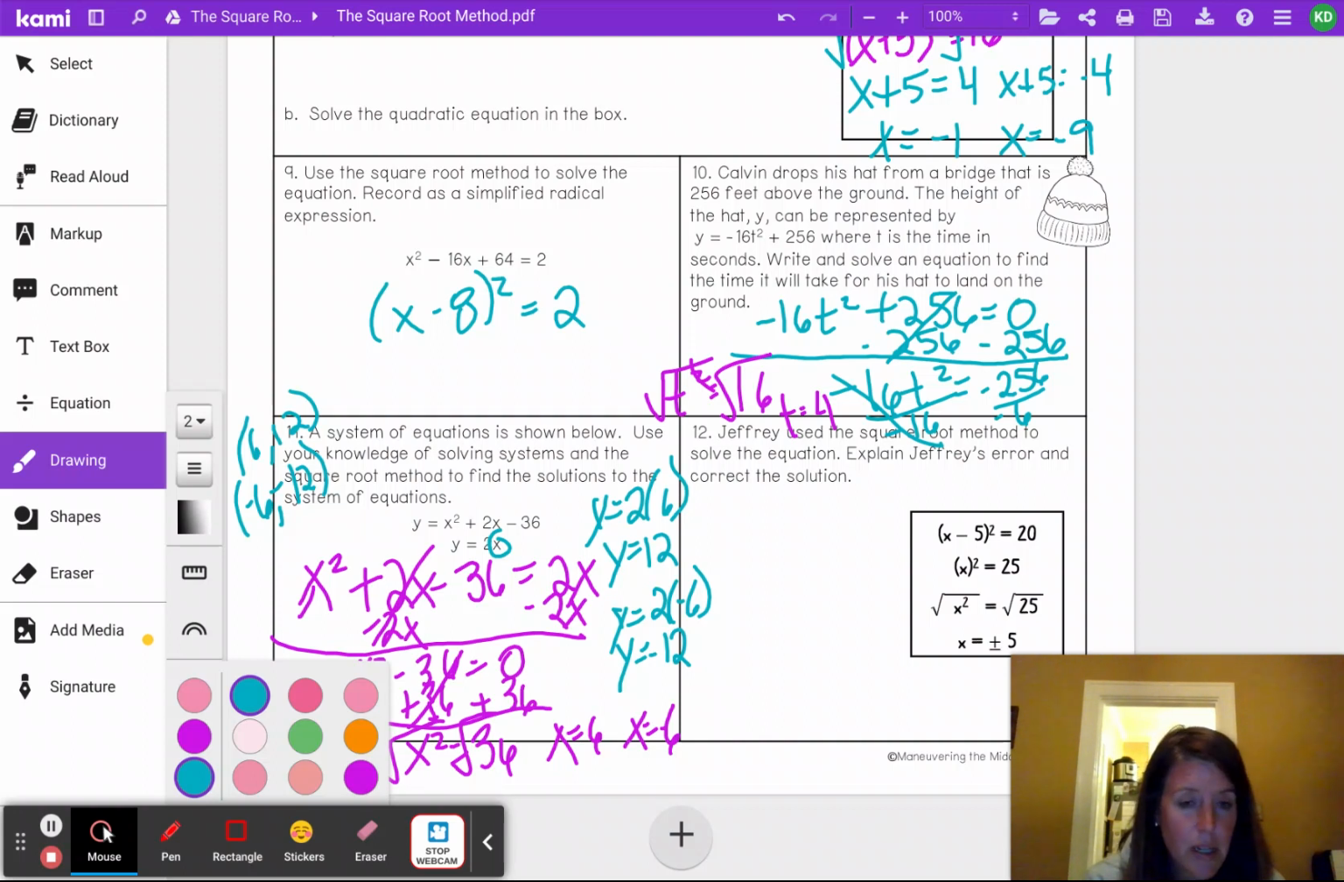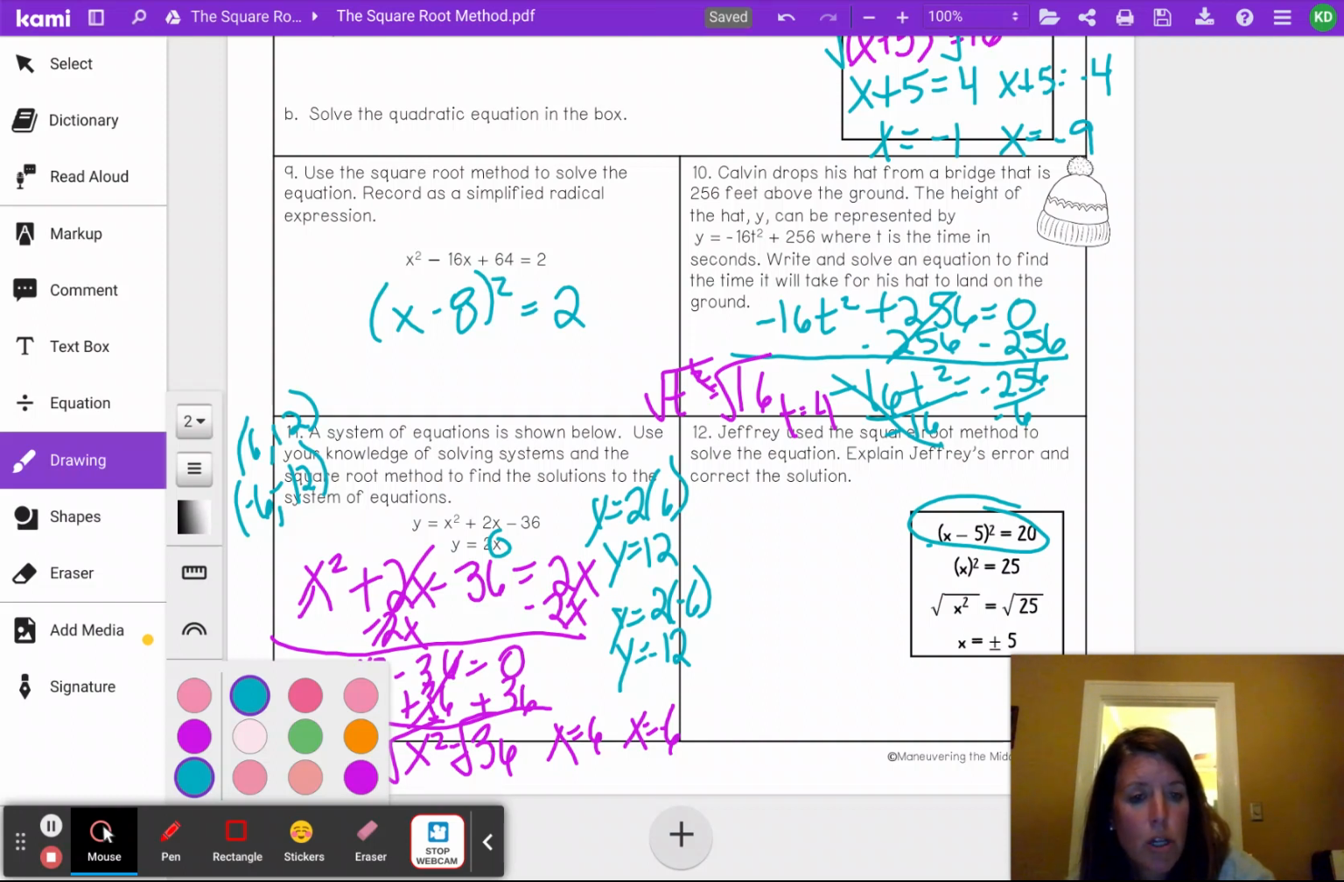I don't care about that exponent. I'm going to go ahead and add 5 to both sides. I think that's what he did wrong. So he, right there, went off the rails. So to solve this, I'm going to rewrite it over here. X minus 5 squared equals 20.